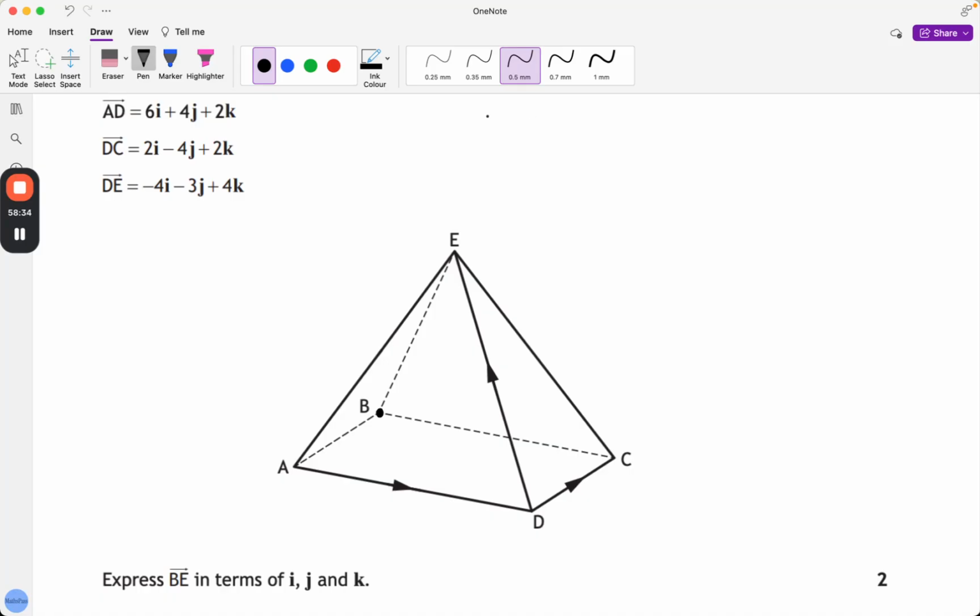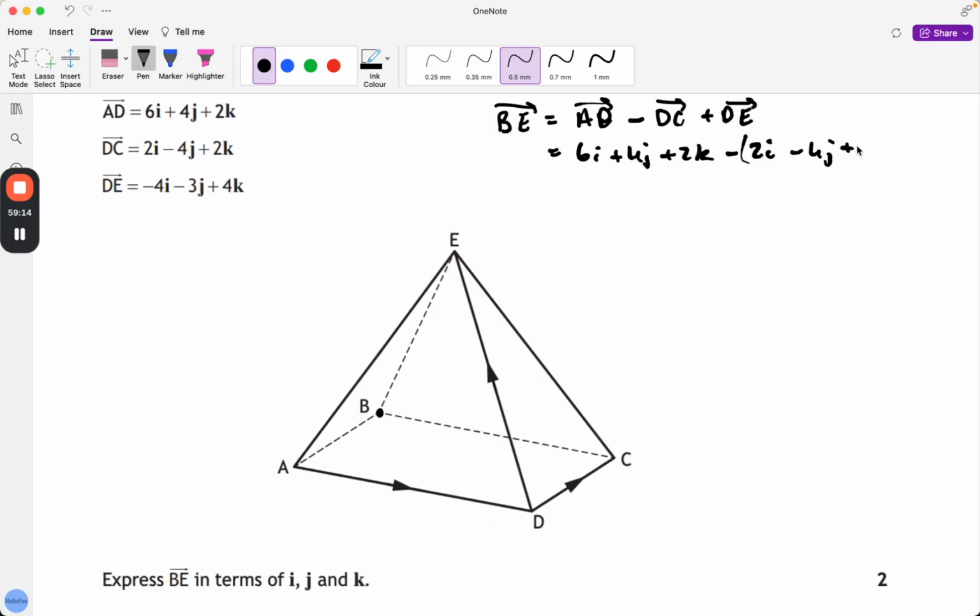So what I'm going to do is say that B to E is equal to B to C first, so that's the same as AD, minus DC, because we're going the wrong way down DC, plus DE. If we write it in terms of IJK, that's going to give us 6I plus 4J plus 2K. We're then going to subtract DC, which is 2I minus 4J plus 2K.